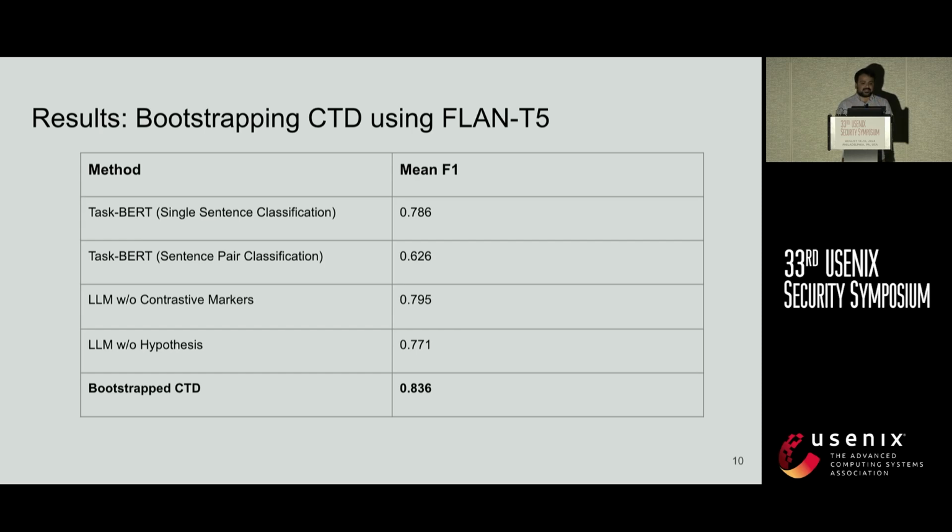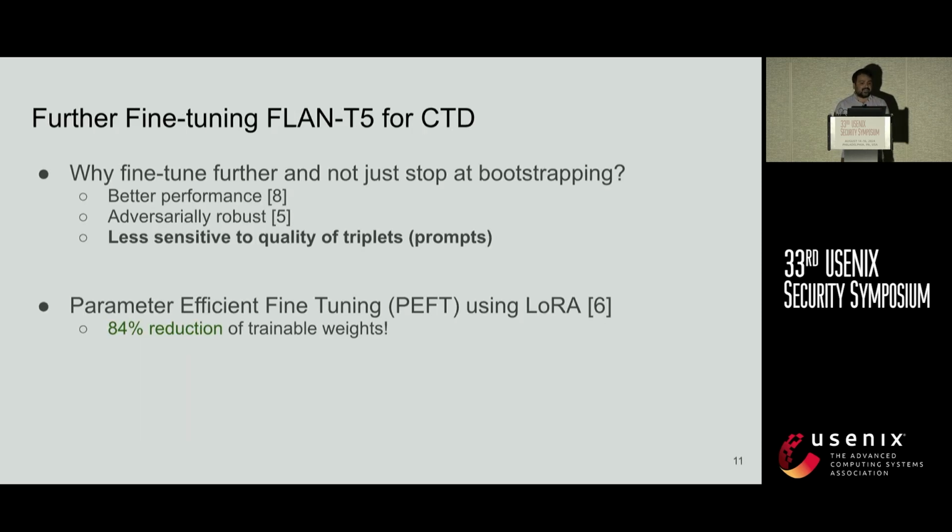And the next step is we further fine-tuned this Flan-T5 model for contrastive textual deviation. We already saw that this model is already better than the supervised methods. Why do we want to fine-tune further? There are a couple of reasons. Fine-tuning a model on a particular task can give even better performance. Research has shown that it can make the model robust against adversarial prompts. And the major motivation was we wanted the model to be less sensitive to the quality of the triplets, or the quality of the input supplied to the system, and more focused on the downstream classification task.